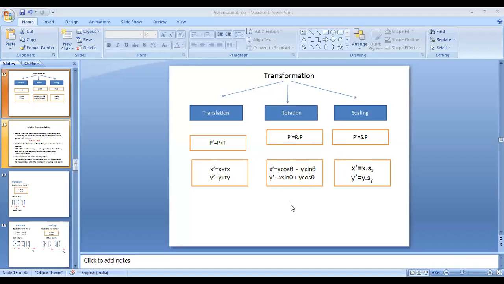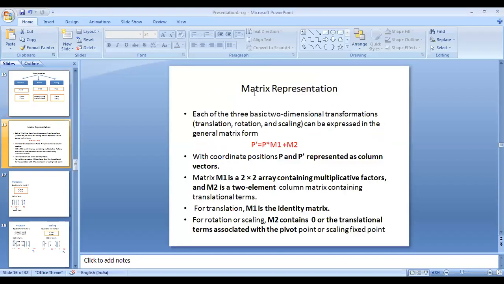So my next concept is how to display these things: translation, rotation, and scaling. That is, the calculation of the new x dash, y dash with respect to translation, rotation, and scaling, in the form of matrices. That is my next concept: matrix representation.